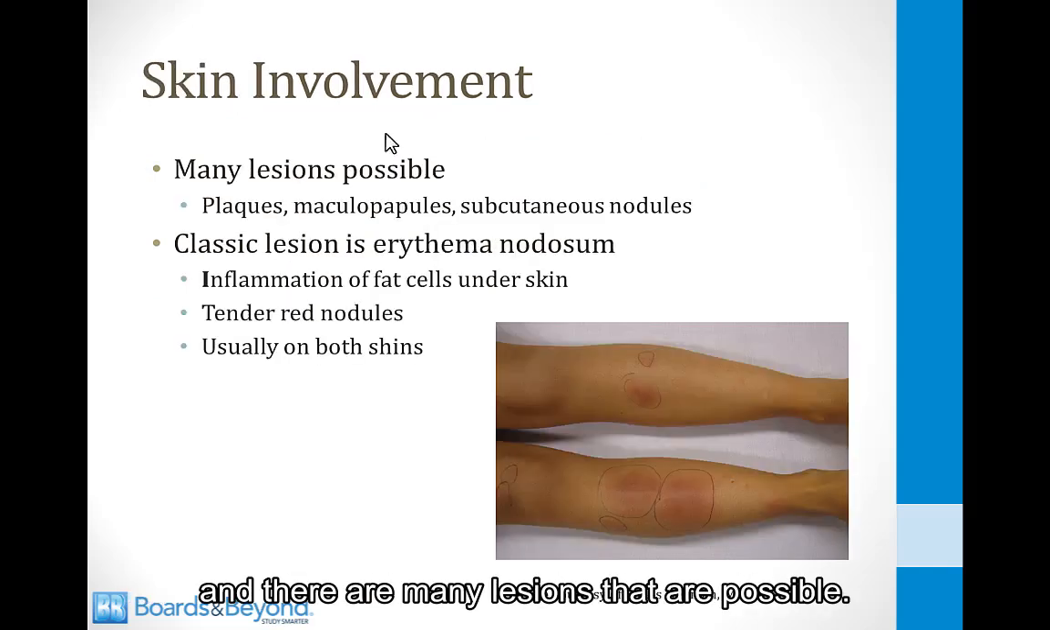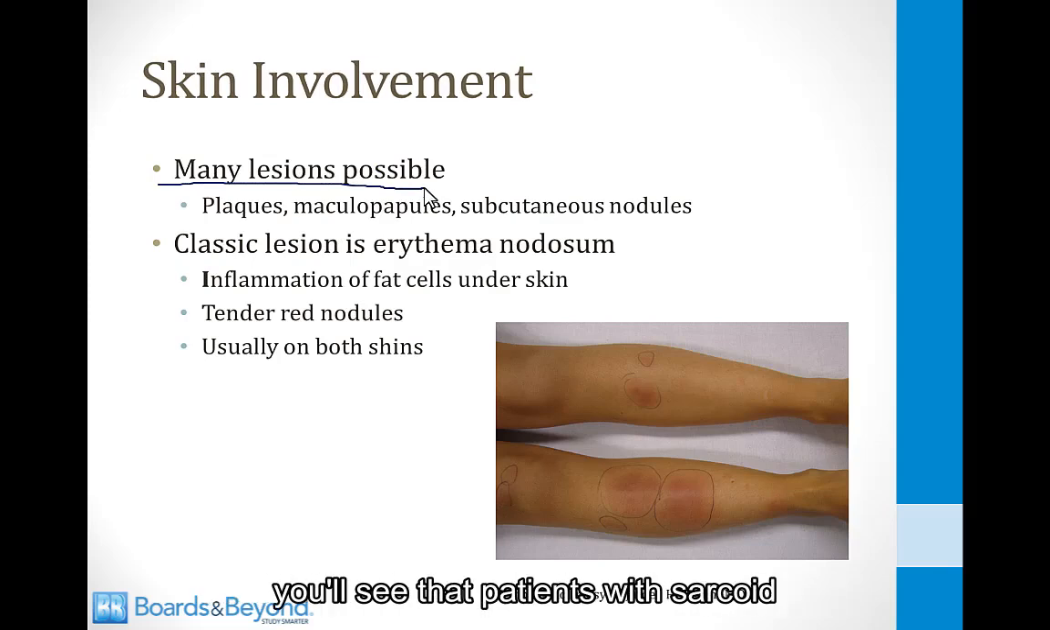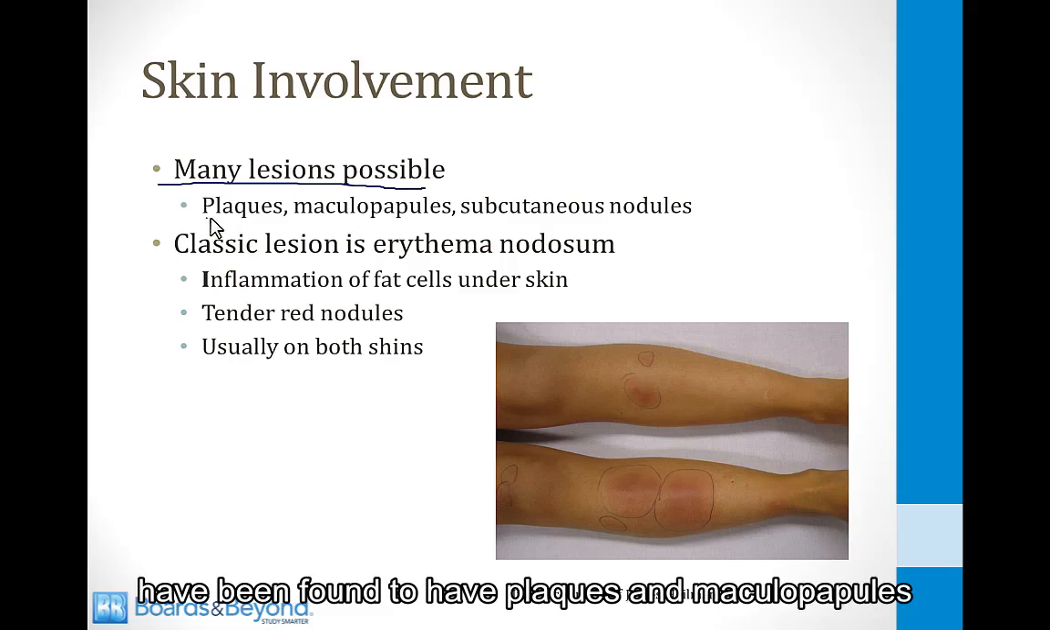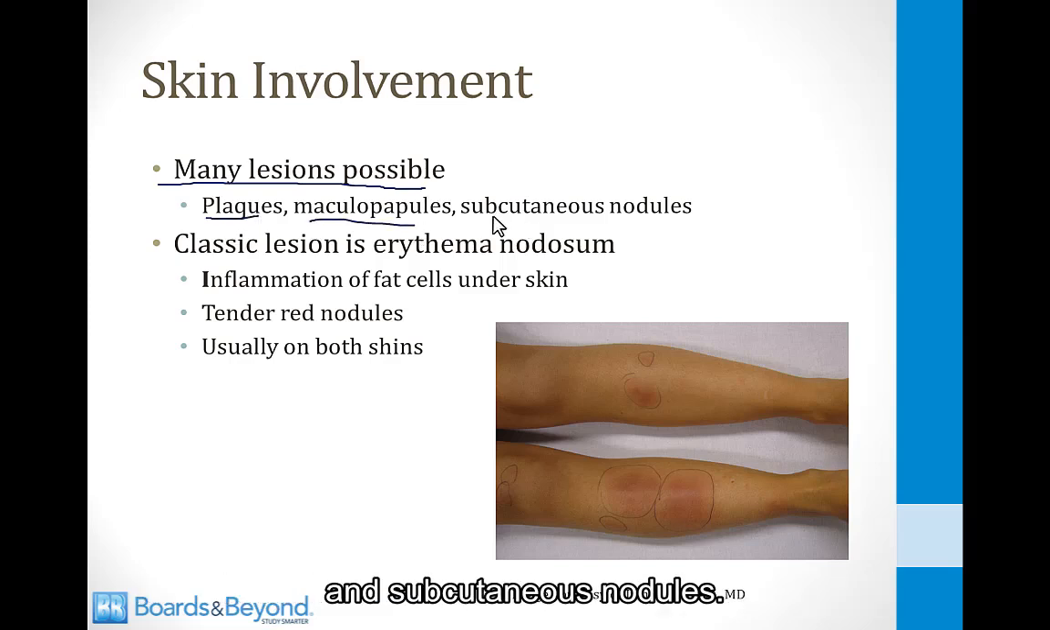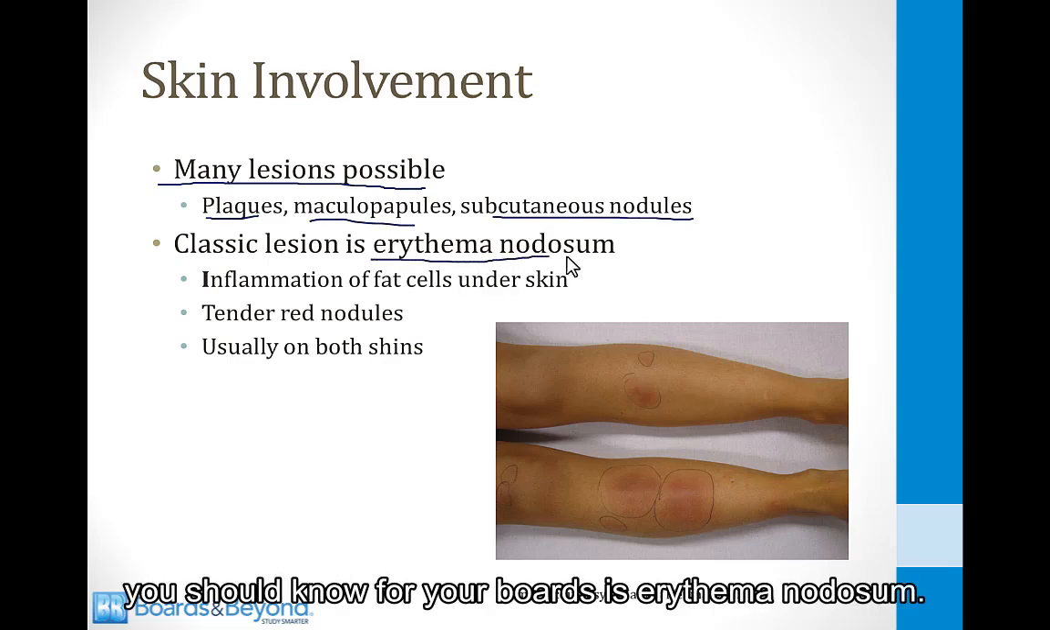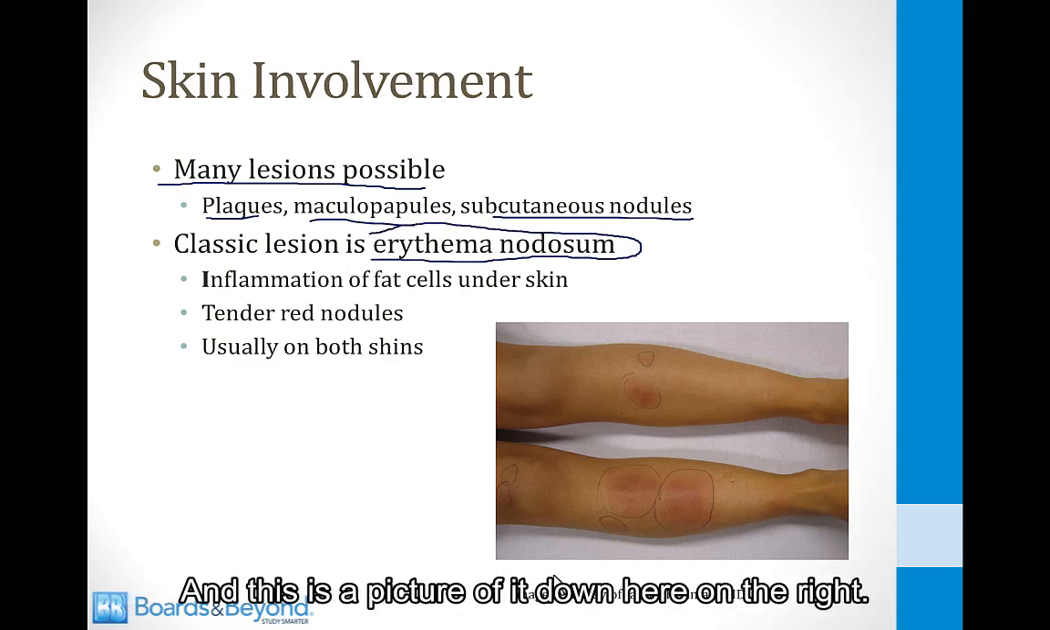The skin gets involved in sarcoid, and there are many lesions that are possible. So if you look up the literature on this, you'll see that patients with sarcoid have been found to have plaques and maculopapules and subcutaneous nodules. But the classic sarcoid lesion you should know for your boards is erythema nodosum, and this is a picture of it down here on the right.